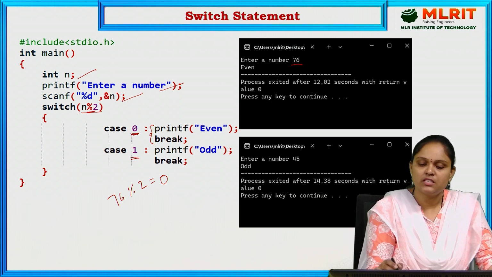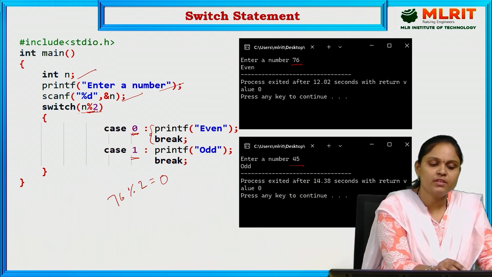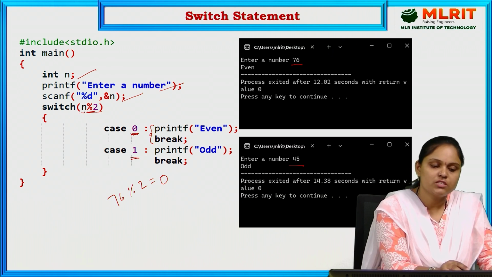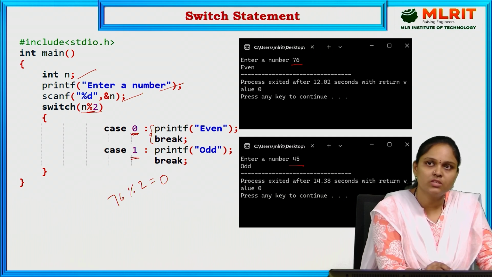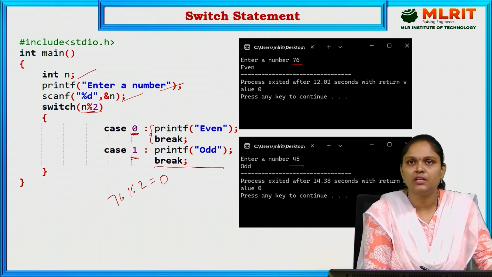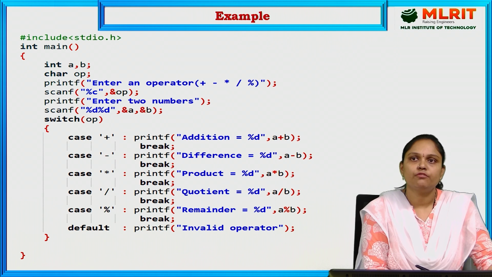In the next test case, we have given the number as 45. If we divide that 45 by 2, we'll get the remainder as 1. After evaluating this expression, we'll get the value as 1. So in the switch, the value we have is 1, but we are checking with 0. Is it matching? No, it is not matching. So it will come to the next case. So the 1 is matching with the first case. So whatever statements we have given in case 1 will get executed, and we are getting the output as odd.